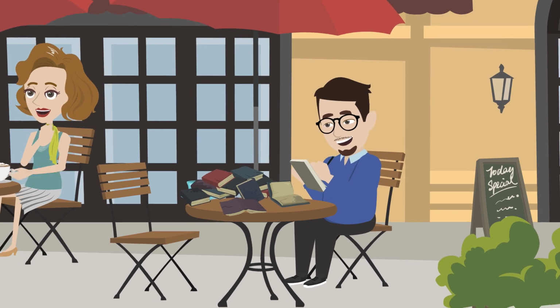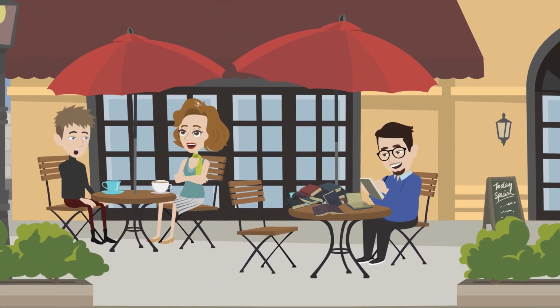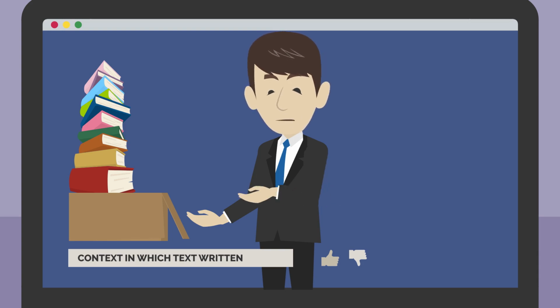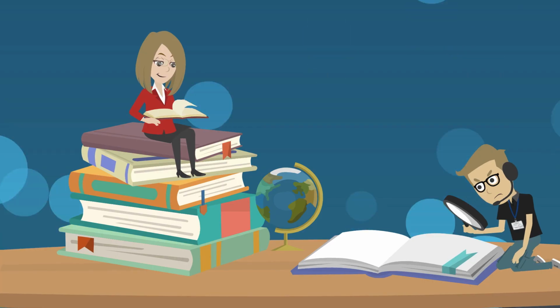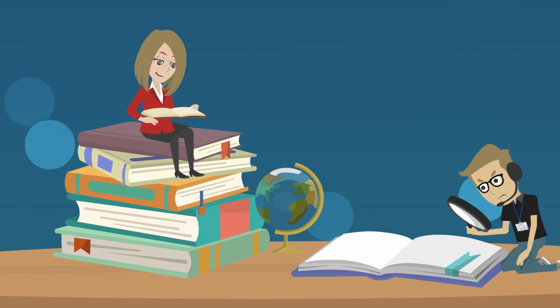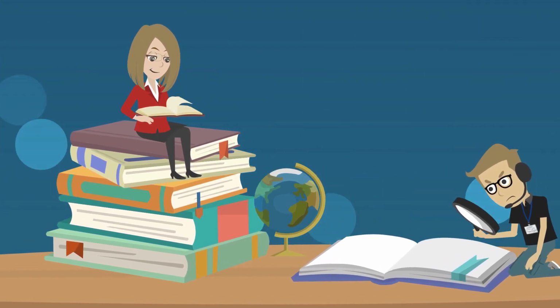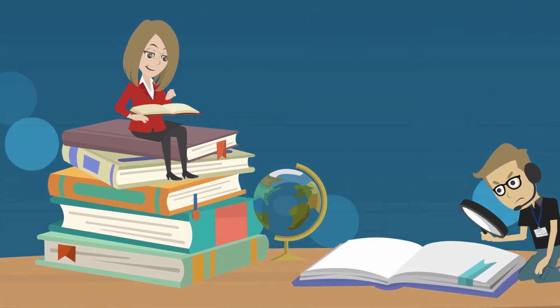It's also important to consider the context in which the text was written. Was it written for a particular audience or purpose? What historical, cultural, or social factors may have influenced the author's perspective? By using these strategies, you can develop your ability to identify and analyze the tone and attitude of a wide range of texts, which is an essential skill for success in the IELTS reading test.